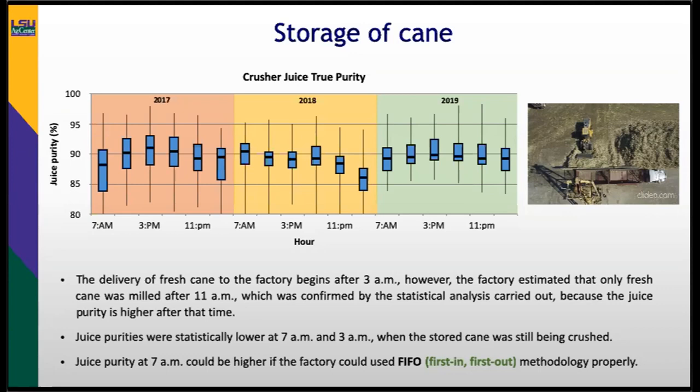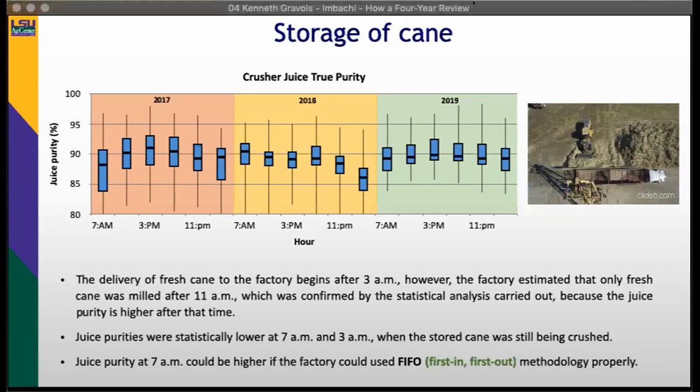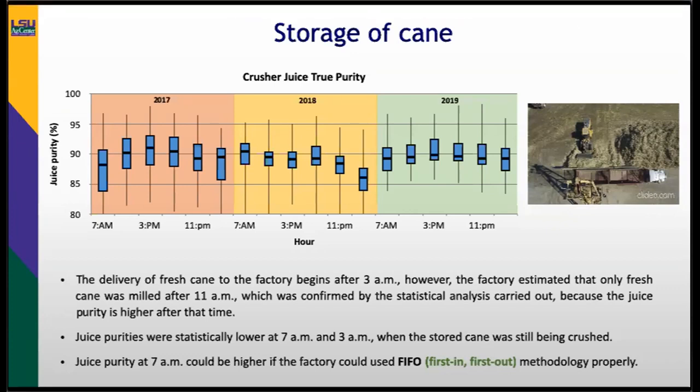So juice purities were statistically lower at 7 a.m. and 3 a.m. when the stored cane was still being crushed. And juice purity at 7 a.m. could be higher if the factory could use FIFO methodology. So what is FIFO methodology? FIFO methodology is first in, first out.